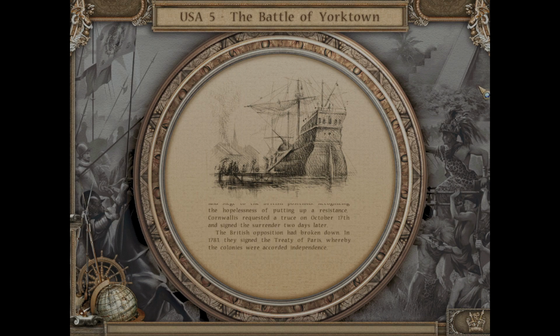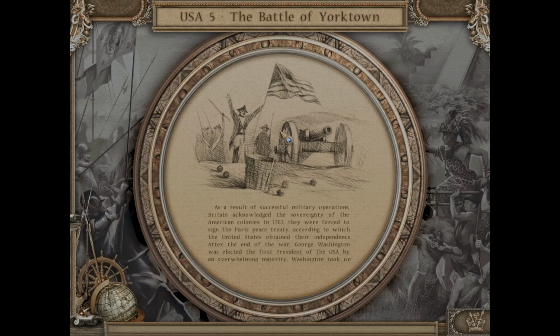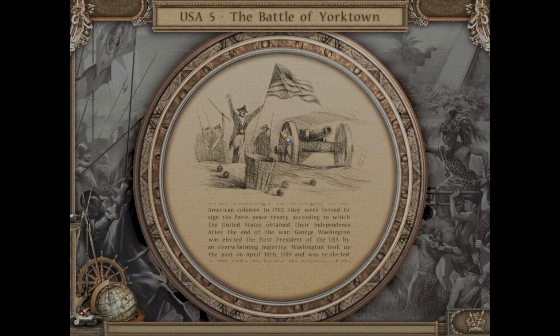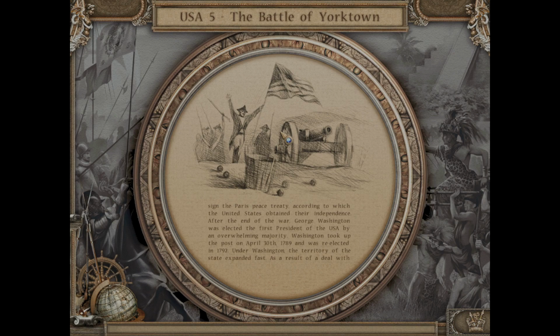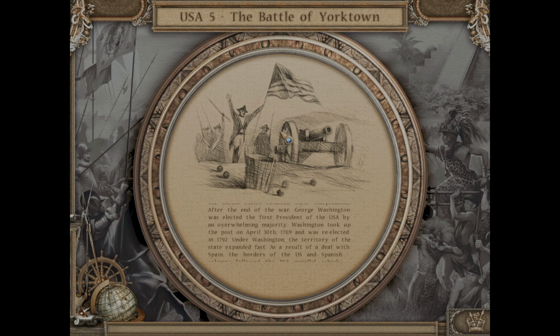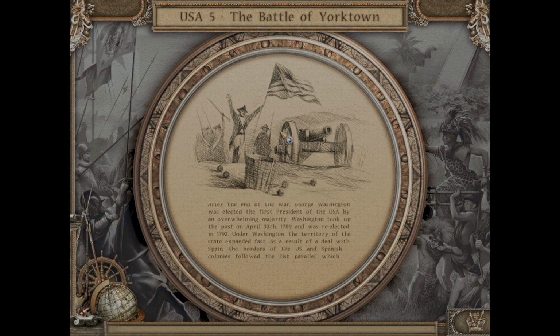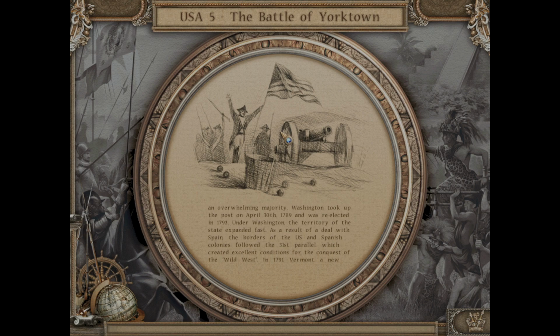In 1783, they signed the Treaty of Paris, whereby the colonies were accorded independence. As a result of successful military operations, Britain acknowledged the sovereignty of the American colonies. In 1783, they were forced to sign the Paris Peace Treaty, according to which the United States obtained their independence. After the end of the war, George Washington was elected the first president of the USA by an overwhelming majority. Washington took up the post on April 30th, 1789, and was re-elected in 1792.